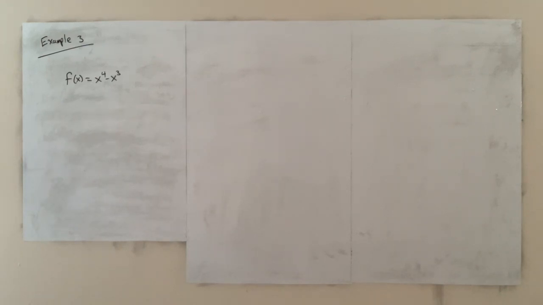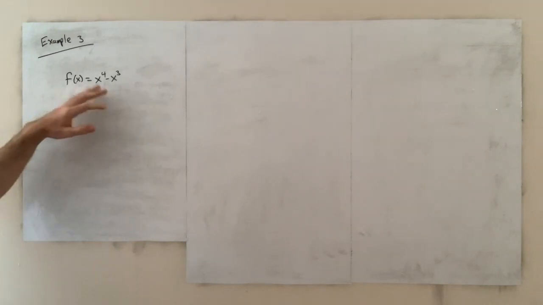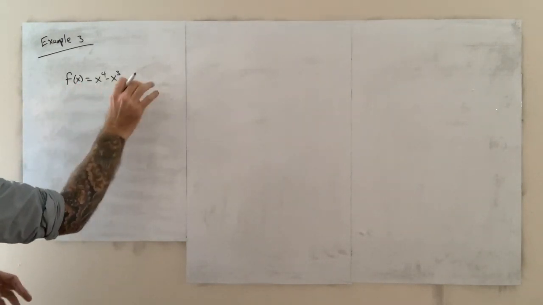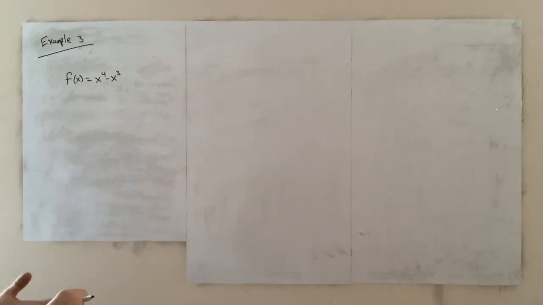So the next example, we want to take a function, and it's just going to look like this. You're going to have f of x equals x to the 4th minus x to the 3rd. And we want to get an idea for what its graph looks like.